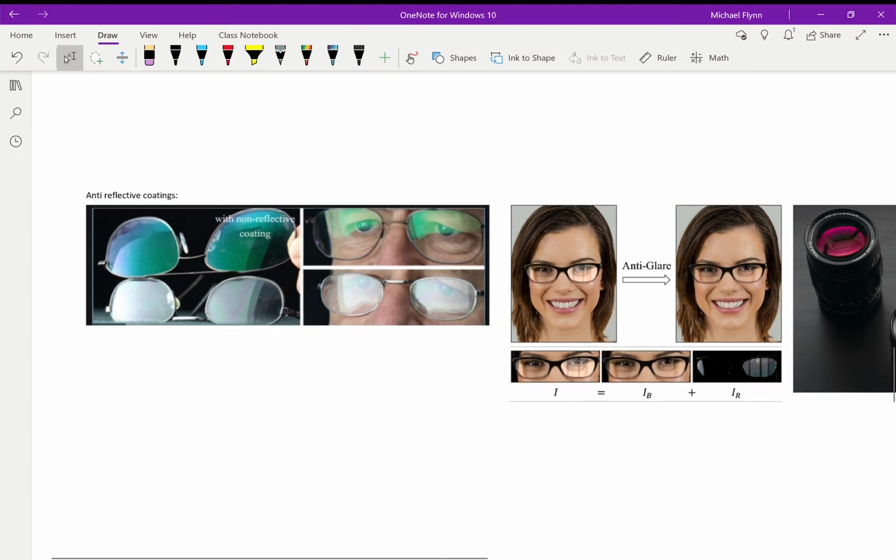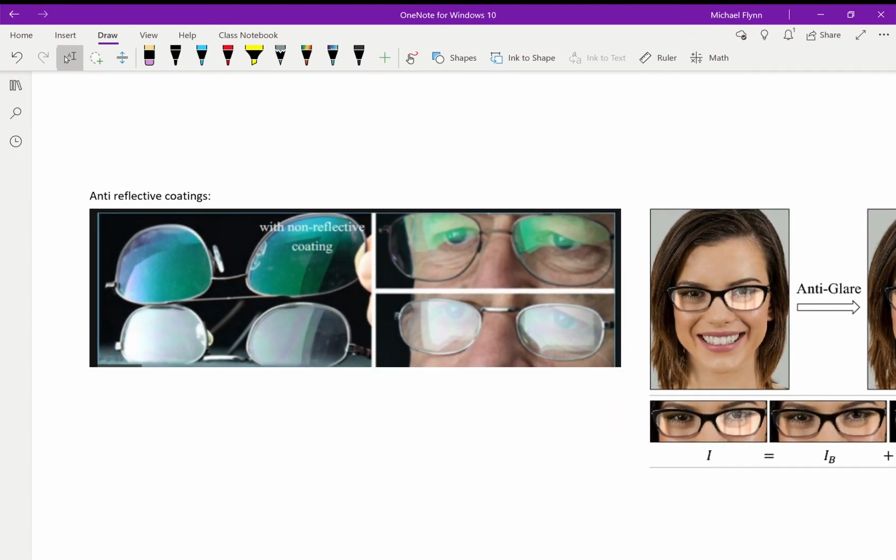Alright, so look, anti-reflective coatings. This is an application, okay, this is cool. If you have a pair of glasses with an anti-reflective coating, here you can see the man's face. Here's the same pair of glasses, or a different pair, this time without a coating on it. And you can see aesthetically, the top picture is more pleasing. You can see his eyes better, okay?